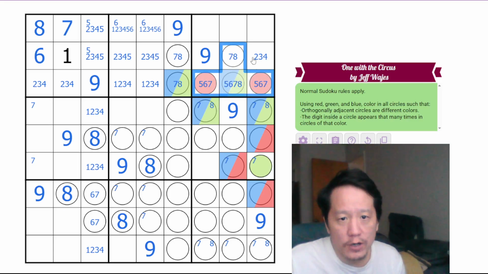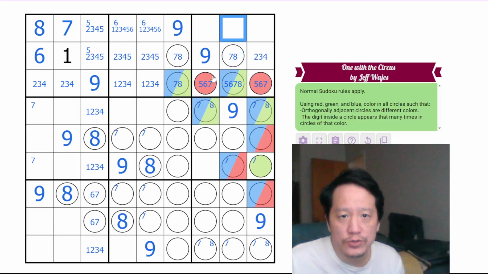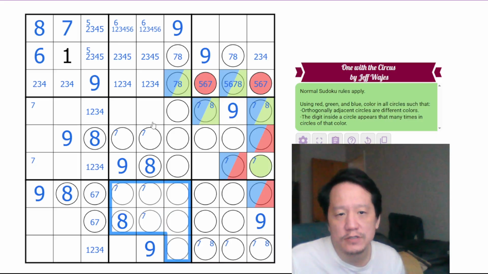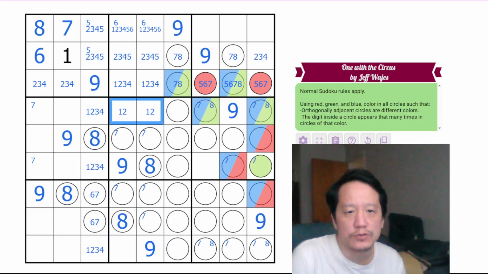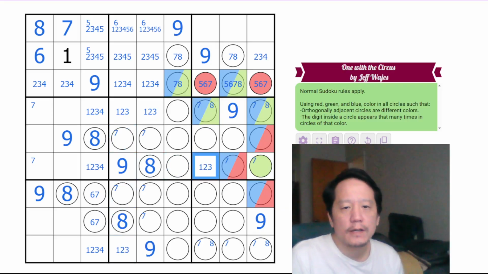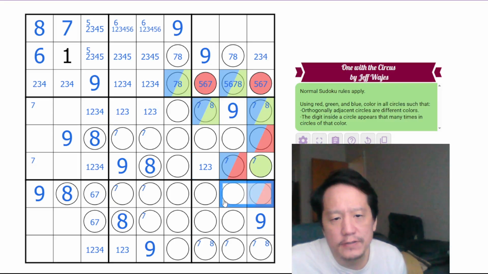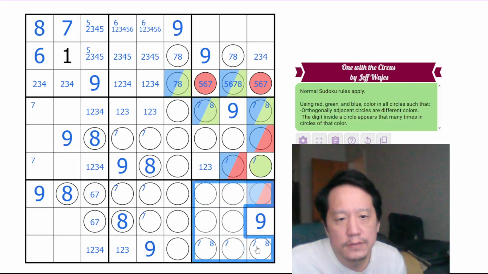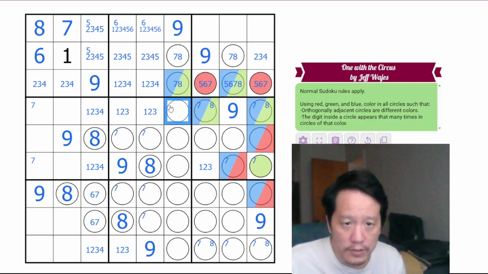So 4 cannot appear in circles in boxes 1, 2, 3, 4, and 7. So it must appear in circles in the rest of the boxes. So these can only be 1, 2, or 3. And we are guaranteed a 1 in a circle here in column 6.